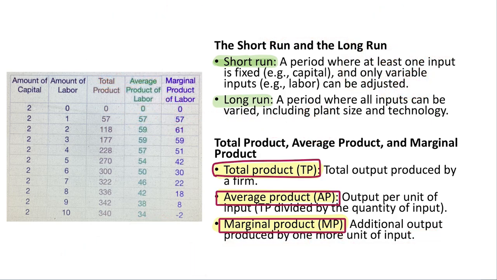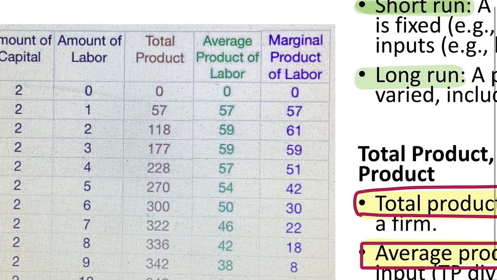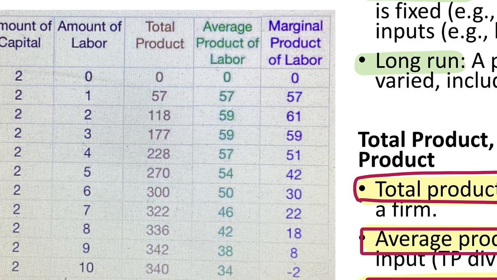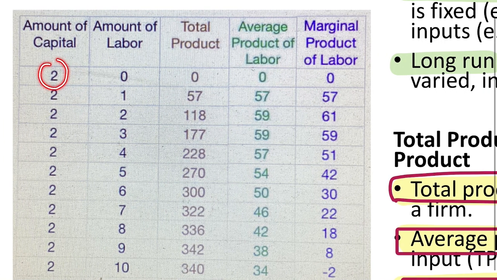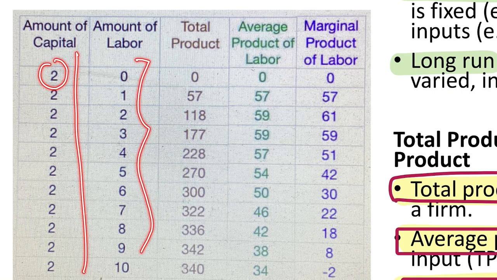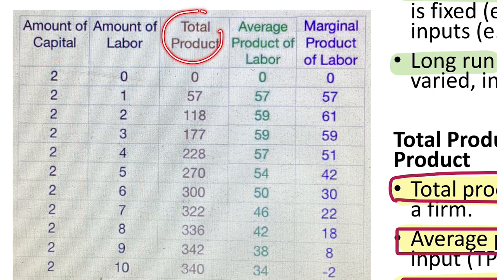And you can see here in this example how it works. See the amount of capital. So this is a fixed capital, that is the amount of fixed capital, and we are changing the labor, right? We are increasing the labor. Now the total product when you have a fixed amount of capital is 0.